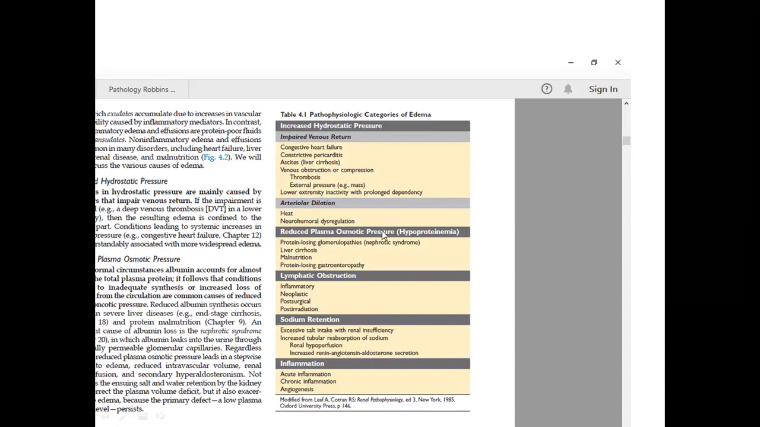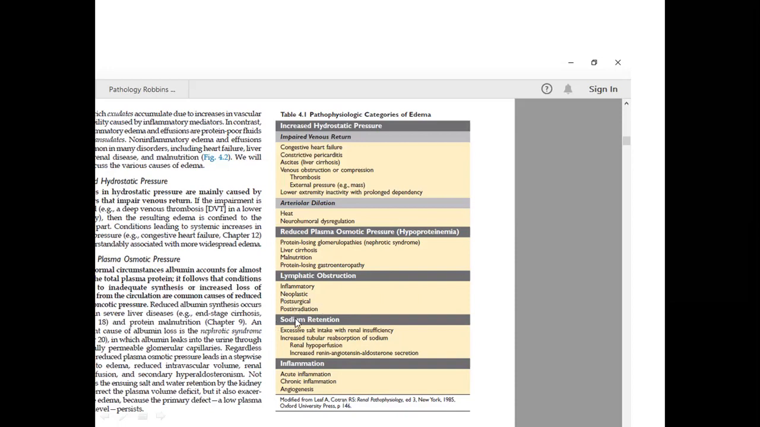Reduced plasma osmotic pressure, hypoproteinemia. How is hypoproteinemia caused? Due to protein-losing glomerulopathies, that means nephrotic syndrome, liver cirrhosis, malnutrition, and protein-losing gastroenteropathy. Now, the third cause is lymphatic obstruction. How is lymph obstructed? Lymphatics are obstructed due to inflammatory, neoplastic, post-surgical, and post-radiation reasons.